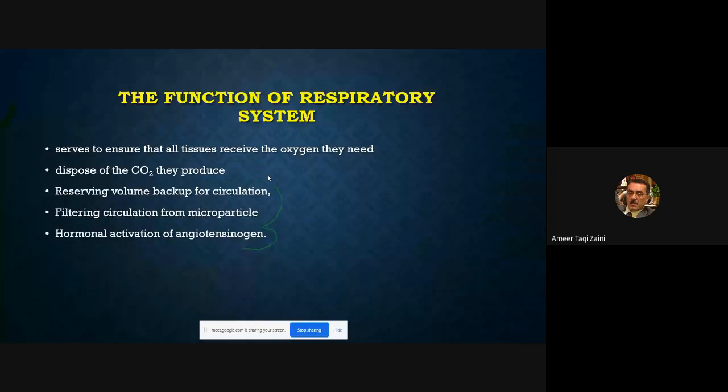The function of the respiratory system is to ensure the supply of oxygen to our body and to dispose of carbon dioxide from our body. These are the major functions. The minor functions act as a backup for volume supply in case of acute reduction in the volume of blood, act as filtration stations for microparticles present in the circulation, and are a source of hormonal activation of angiotensinogen.